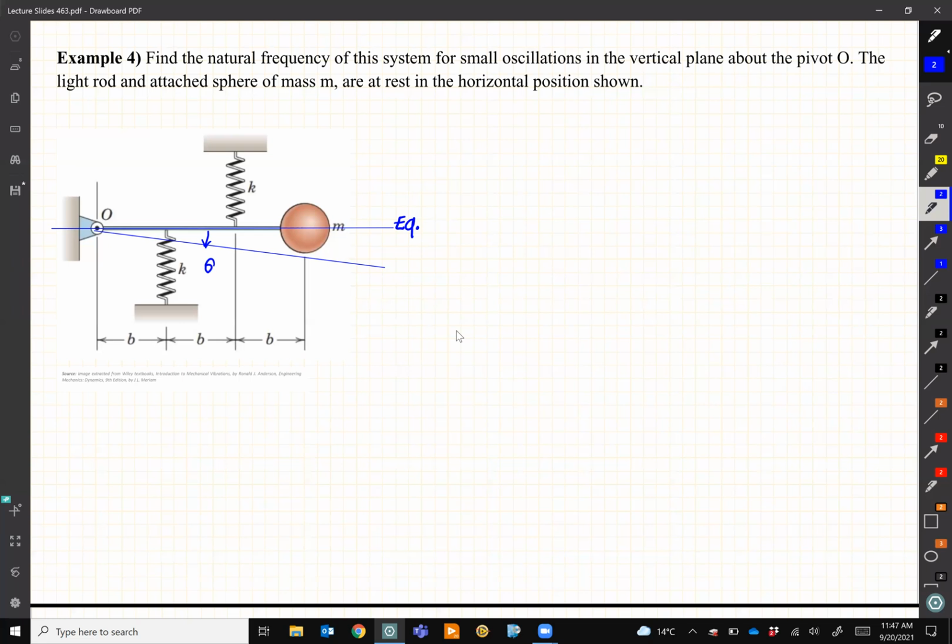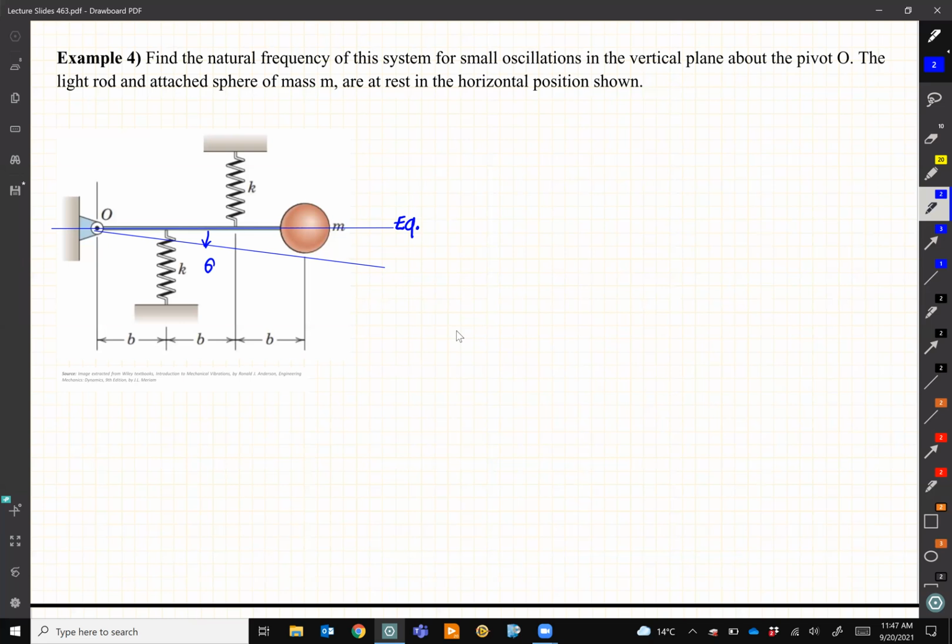We have 3 minutes. So we have a system at equilibrium. The question didn't say it here, but usually it clearly says it is at rest in the horizontal position as shown. So that's the equilibrium, right? This is a free vibration, no external load. The system is at equilibrium. Everything is static. So we come and disturb this system a little bit and it starts moving. We want to see, if we disturb this system somehow, what is its natural frequency? To do so, we need to find the equation of motion.